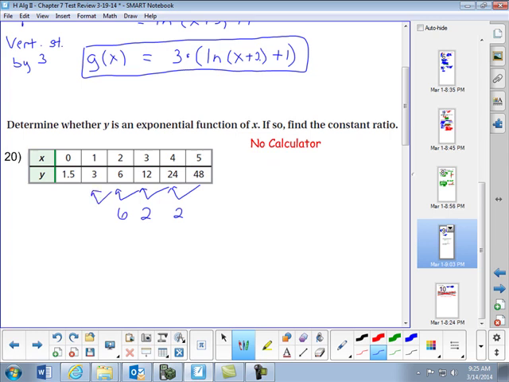6 divided by 3, oops, my mind was thinking the next problem. Okay, so 12 divided by 6 was 2. 6 divided by 3 is 2. 3 divided by 1.5 is 2. So is this an exponential function? Yes, it's exponential. So yes, it is exponential.